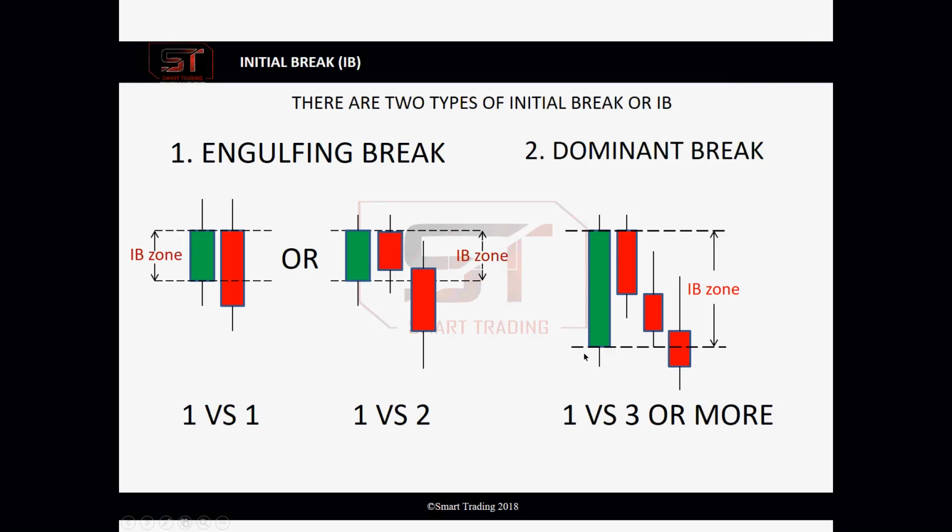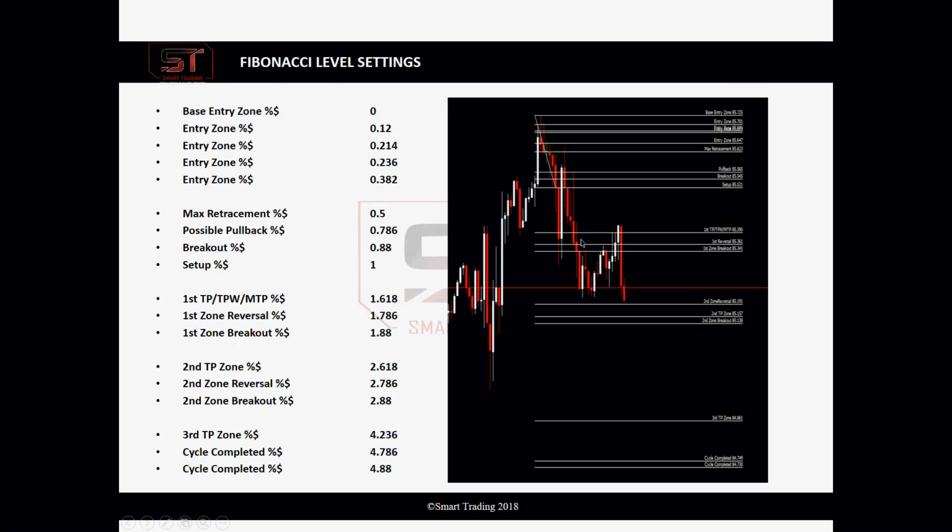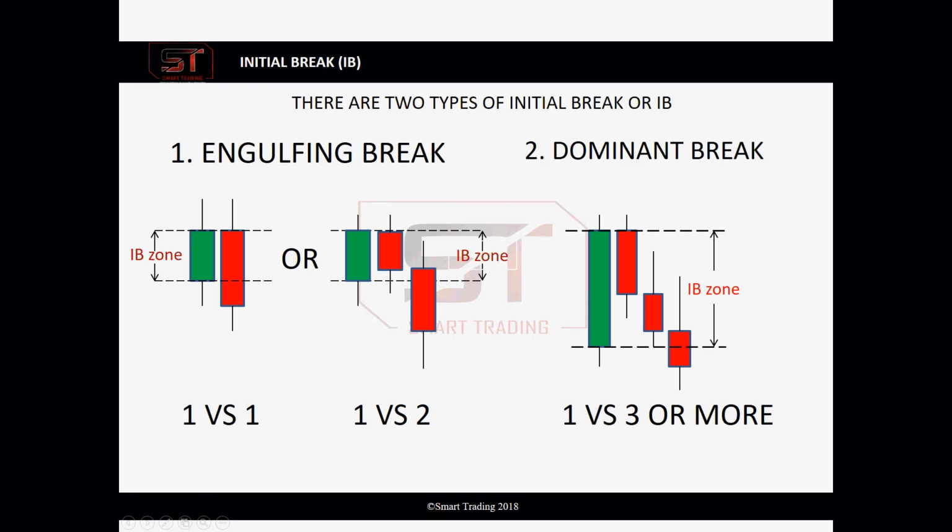So let's move on. Just a quick run through over here. There's a lot of settings and a lot of levels. Today we will not be talking about those levels, but I'm going to give you a brief explanation of the functions of those levels later on, so you can use that as a guide. Tonight we'll be talking about the two types of initial break, abbreviated as IB.